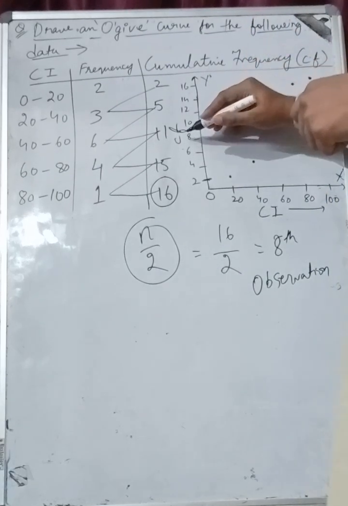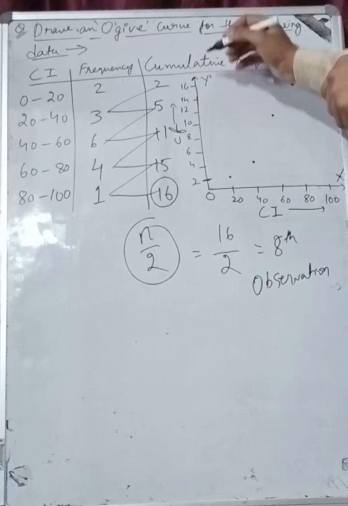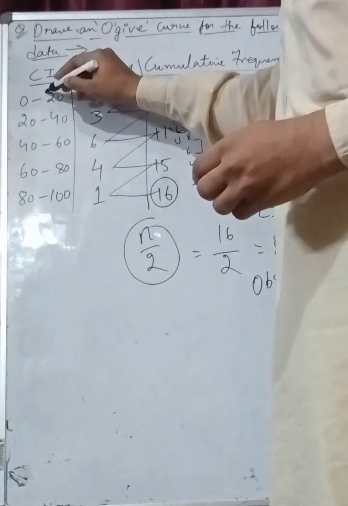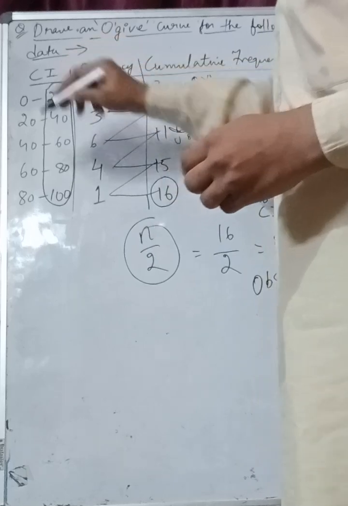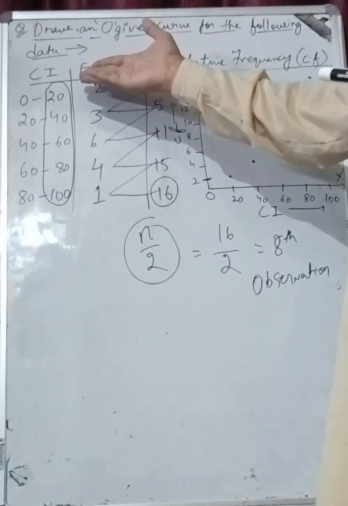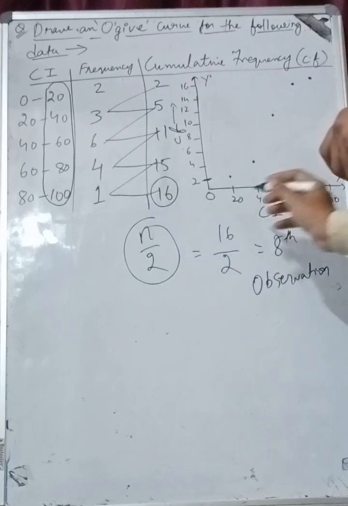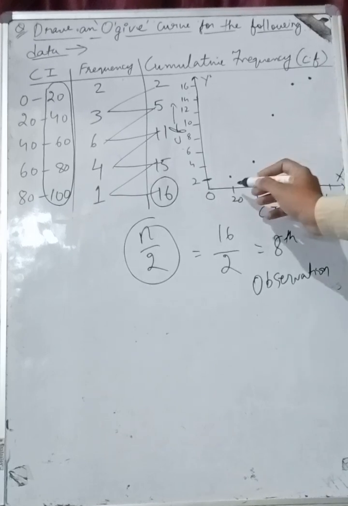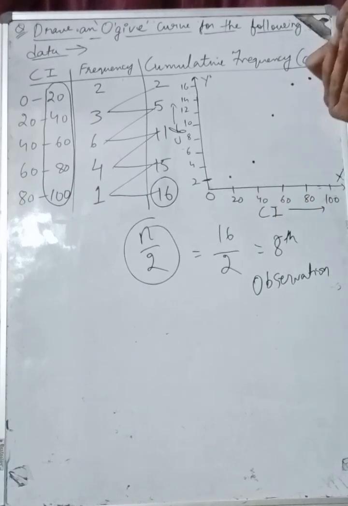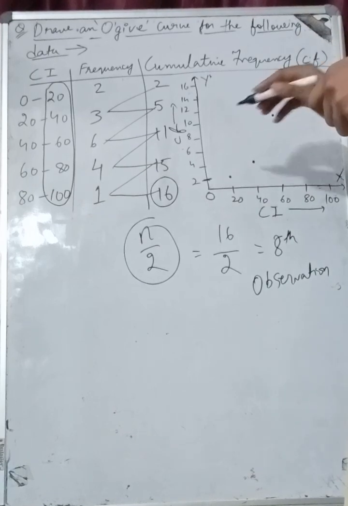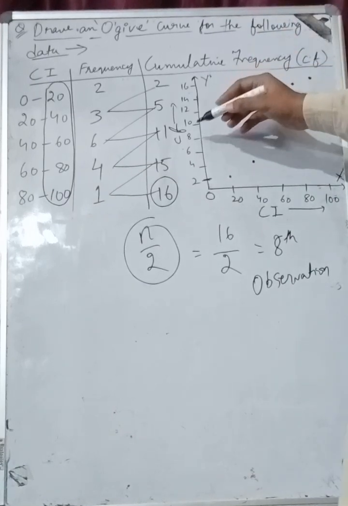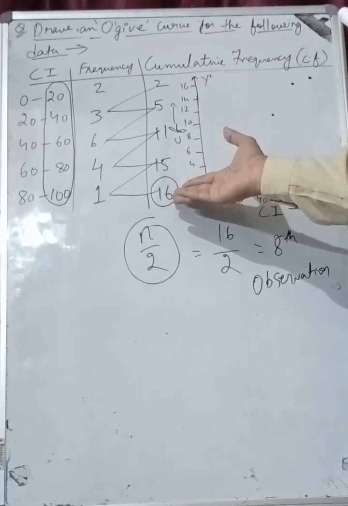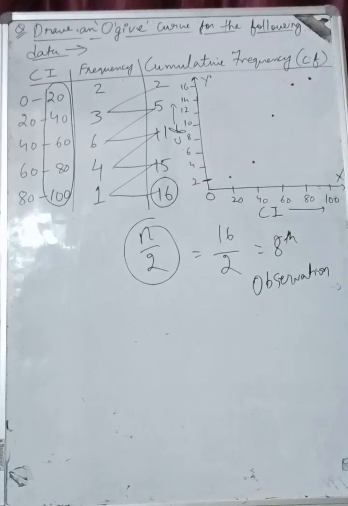Just pay attention. You have to take cumulative frequency on the y-axis, and on the x-axis the class interval. You have to take all the upper limits of the class interval, not the lower limits. The upper limits over here are 20, 40, 60, 80 and 100. Take them accordingly on the graph copy, and make sure that the distribution is equal. On the y-axis, you have to take CF. As you can see, the initial value of the cumulative frequency is 2 and the last value is 16, so I will take a gap of 2.